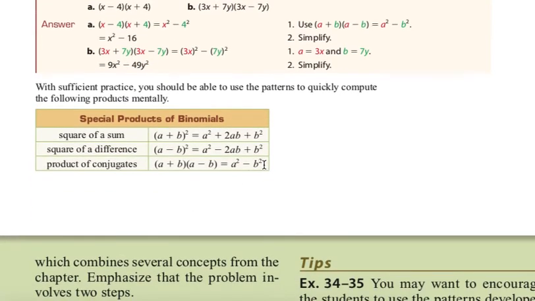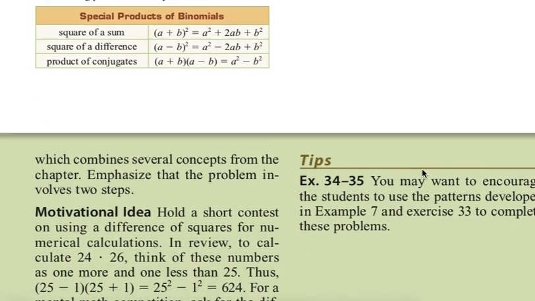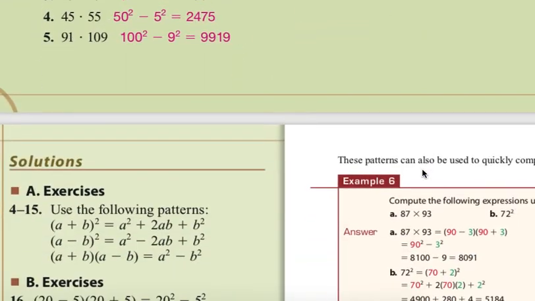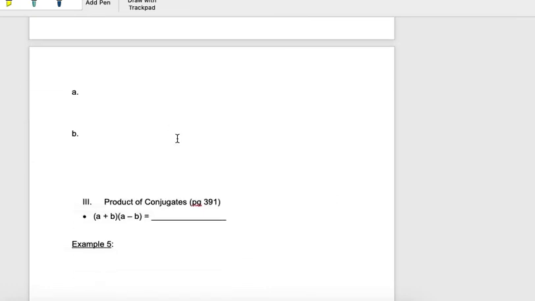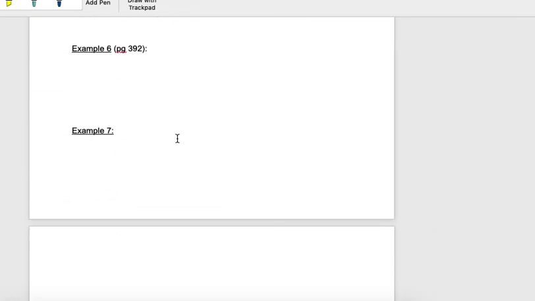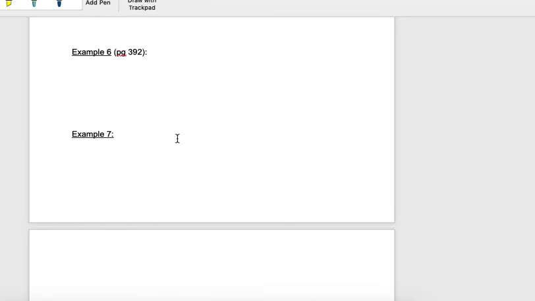So here's a nice little table that tells you what the formulas are for the square of a sum, difference, and the product of conjugates. Again, fun patterns to help you multiply these things a lot quicker. So just copy down those examples and then do your book work and you are all set.